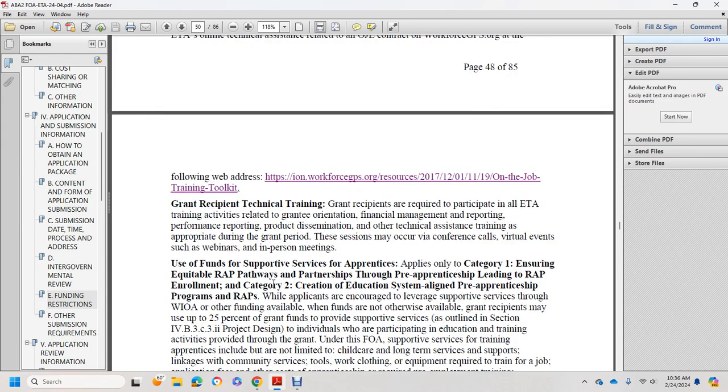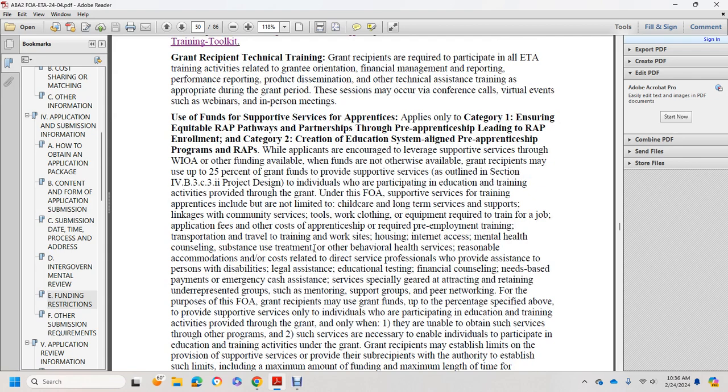Grant recipients technical training. Grant recipients are required to participate in all ETA training activities related to the grant, including orientation, financial management reporting, performance reporting, product dissemination, and other technical assistance training as appropriate during the grant period. These sessions may occur via conference calls, virtual events, webinars, and in-person meetings.